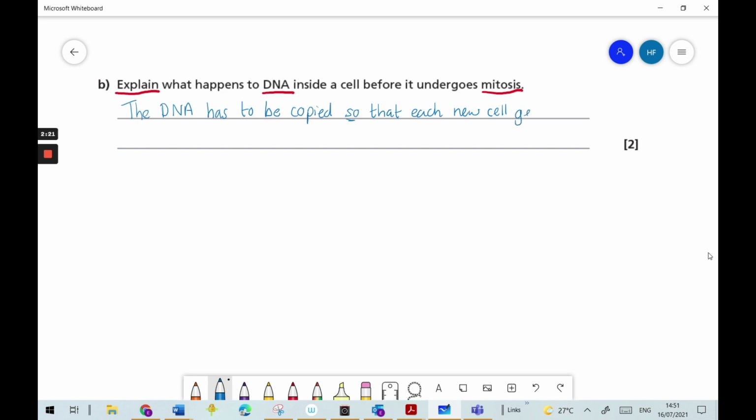gets a copy of every chromosome. Again, using the correct terminology here. So remember that the chromosomes are just how the DNA is formed. So they're essentially like packets of DNA. So you've got 2 marks there. 1 mark would have been for saying the DNA has to be copied, and the second mark is giving that explanation by saying that so that each of the new cells gets a copy of every chromosome.